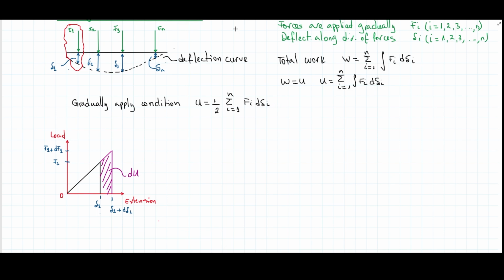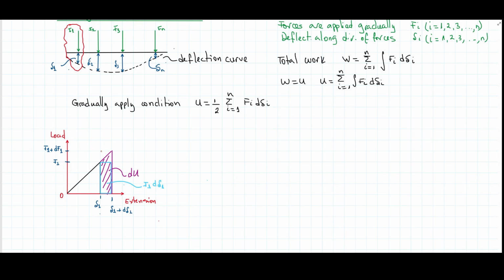I could divide this into two areas, just to be easy to manipulate. The work due to this rectangle here is just F1 times the small variation here, which is the differential of delta 1. I keep calling it delta. Is it delta? I just mixed up the symbols. Let me see. No, it's delta, that's correct.